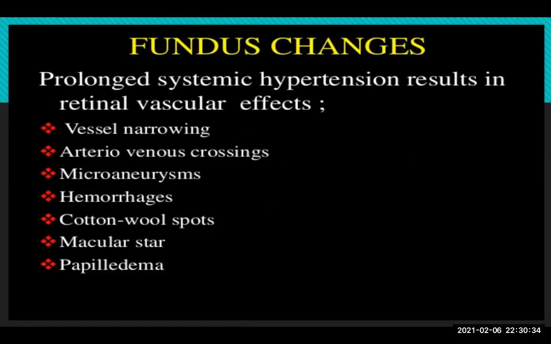So here I will enumerate the fundus changes which could be found in hypertensive patients. Prolonged systemic hypertension results in retinal vascular effects: vessel narrowing, arteriovenous crossings, microaneurysms, hemorrhages, cotton wool spots, macular star, and papilledema. So please memorize all these changes which could be found in hypertension-related fundus changes.